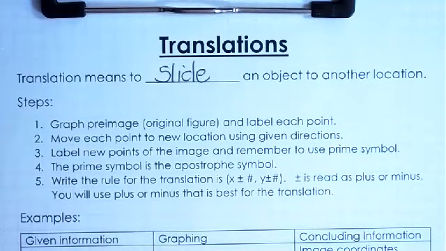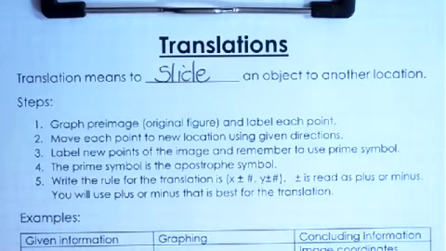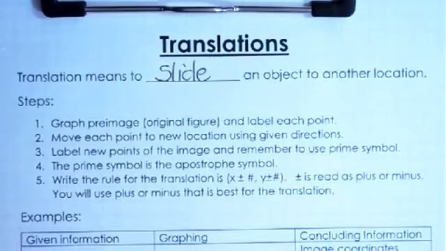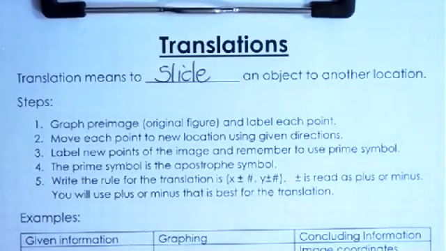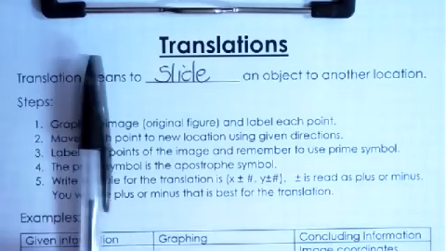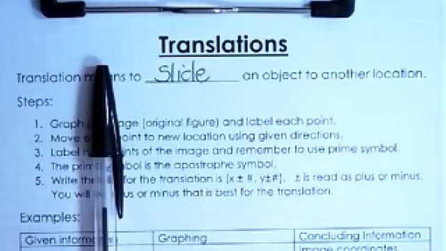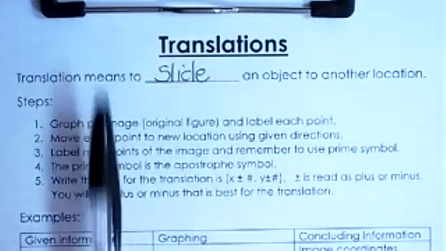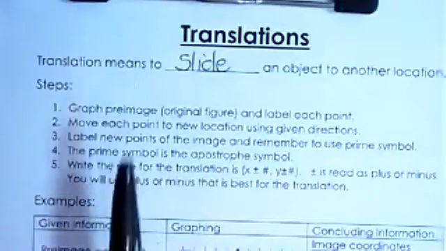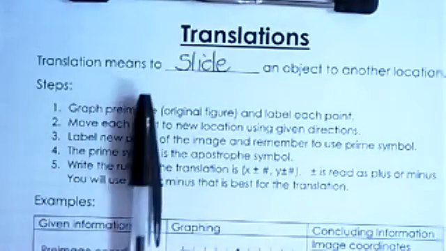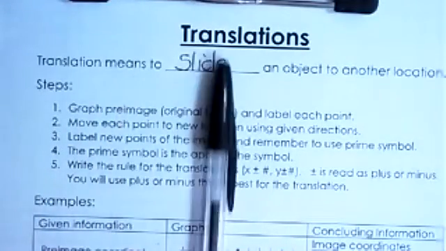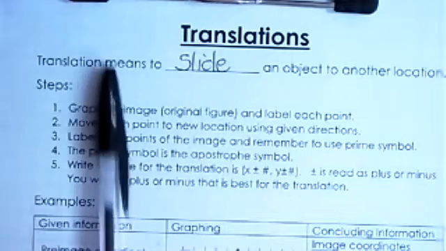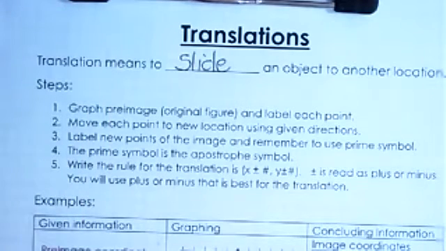This video goes along with the notes for translations. Translations in math means to do a slide. That means we're going to take something like my pencil and slide it either to the right, to the left, up, or down. That could be a combination. It could be something like right and up, left and up, right and down, or left and down. But it means to slide.